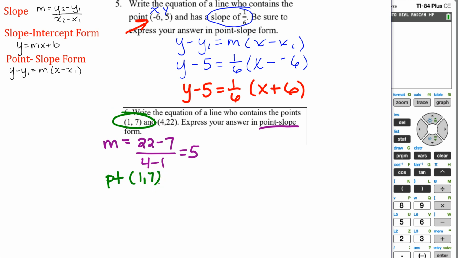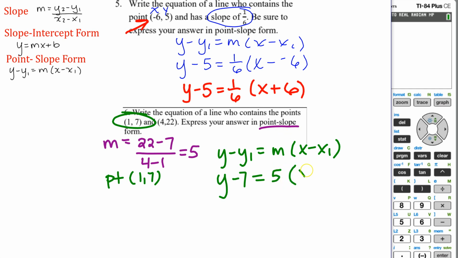So I have a point, I have a slope, I can plug it right into the formula now. So y minus y1 equals m multiplied by x minus x1. y minus the y coordinate, which is 7, equals the slope of 5 multiplied by x minus the x coordinate, which is 1.